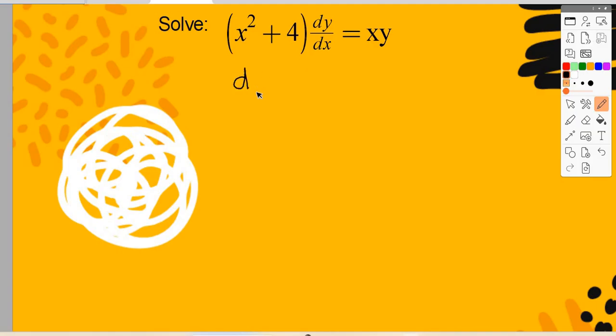Do we want to multiply by a dx and also divide by an x squared plus 4? Yes? But what do I still have that's a problem? There's a y, so I'm going to have to divide by a y.